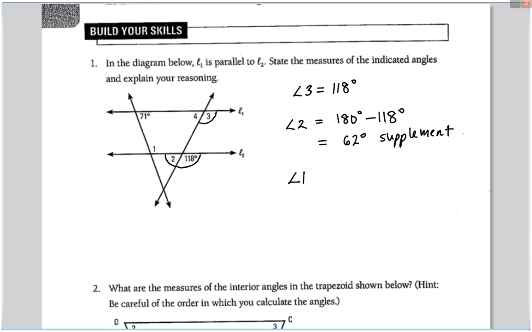Now angle 1. If you look at angle 1, it is on the same side of the transversal, but interior. So angle 1 is equal to 180 minus 71, which is 109. And the reason is same side interior. And we know that that's a rule, that it's the supplement as well.